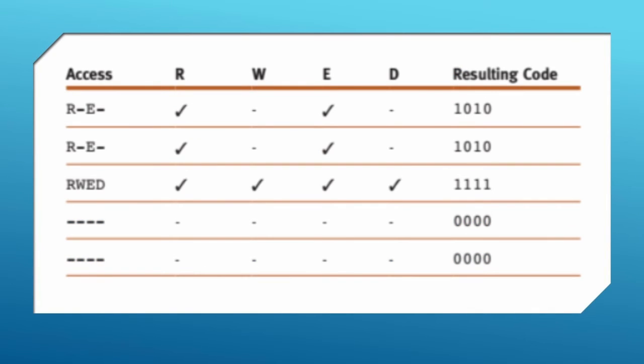In the actual implementation, the letters RWED are represented not by letters but by the bits 1 and 0: a 1, which indicates that access is allowed, and a 0, which indicates that access is denied. Therefore, as shown in this table, the code for user 2 for file 1 would read 1010 and not R-E-.